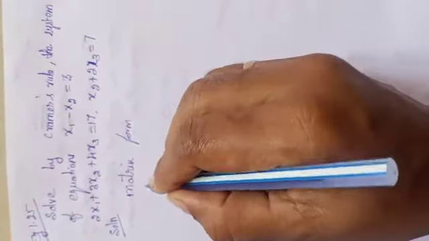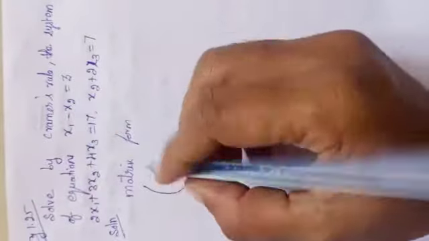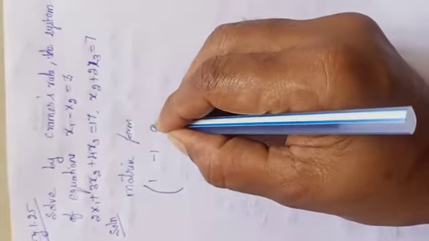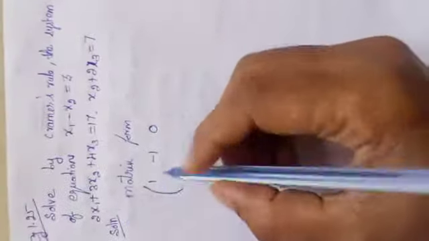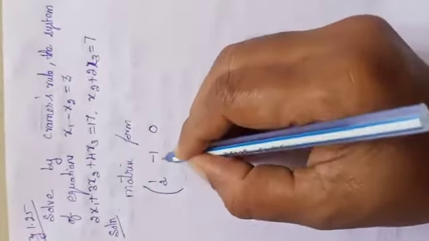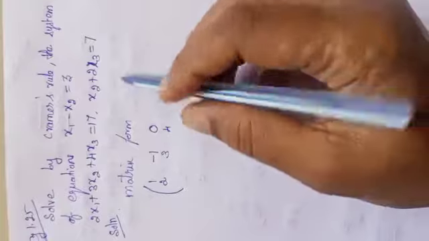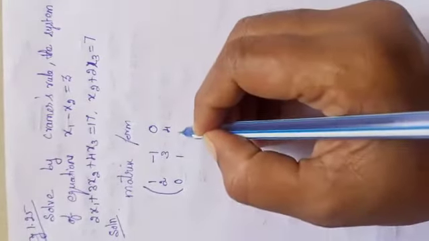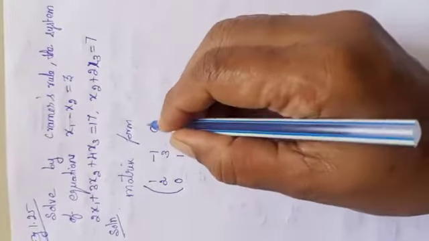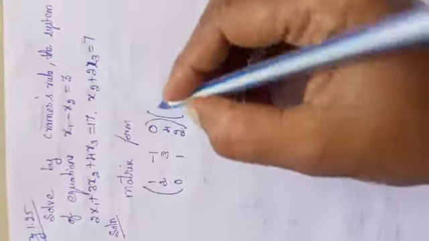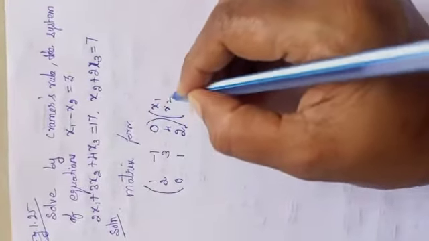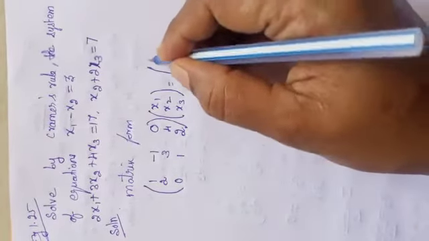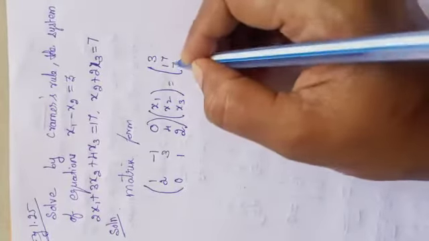So when we write in matrix form, there the coefficient of x1 is 1, of x2 is minus 1, x3 is not there, so 0. And the second row is 2, 3, 4. And the third row, x1 is not there, so 0, the x2 coefficient is 1, the x3 coefficient is 2, multiplied by x1, x2, x3, which is equal to the constant terms 3, 17, 7.